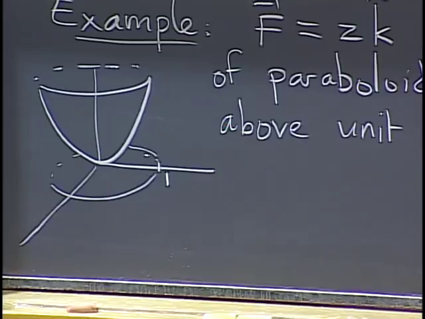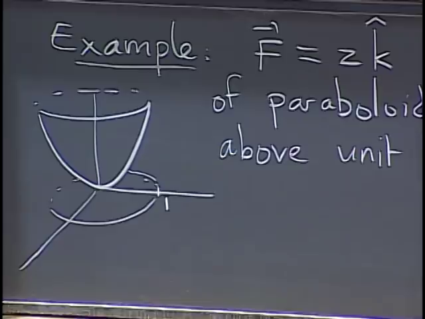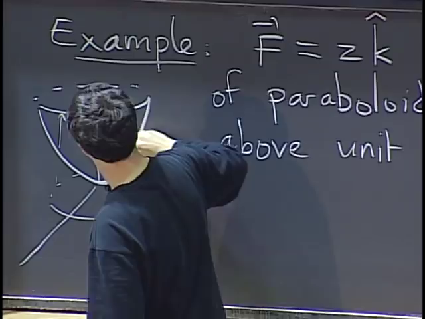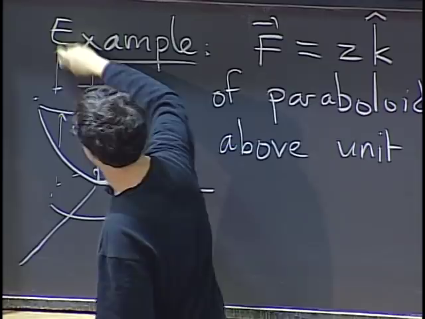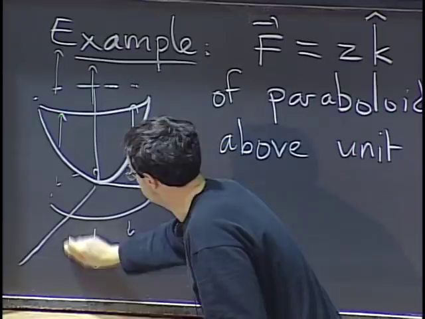And so now I have my vector field, which is going to point overall up because, well, it's z times k. So the more z is positive, the more your vector field goes up. Of course, if z were negative, then it would point down, but we live above.